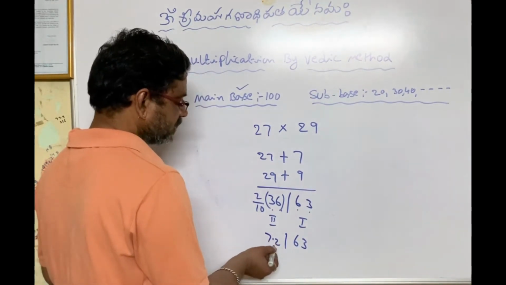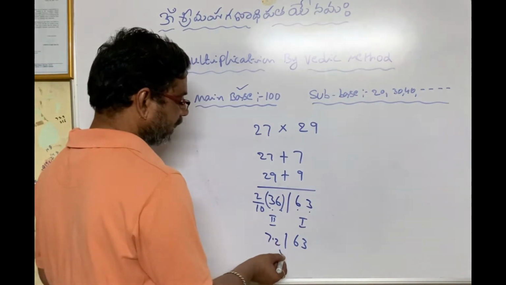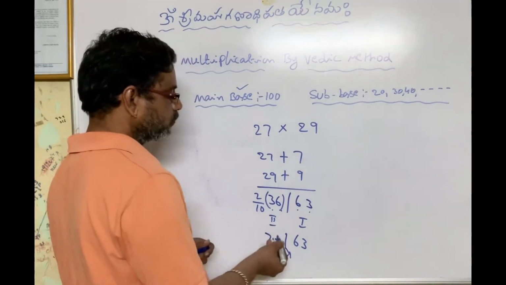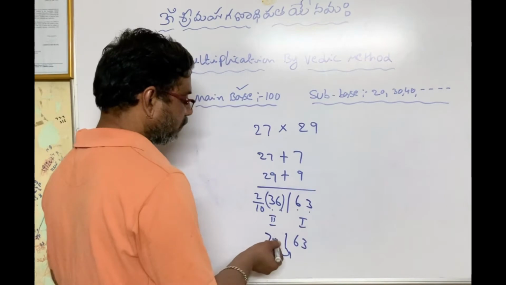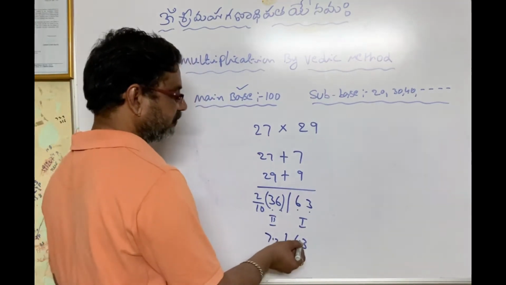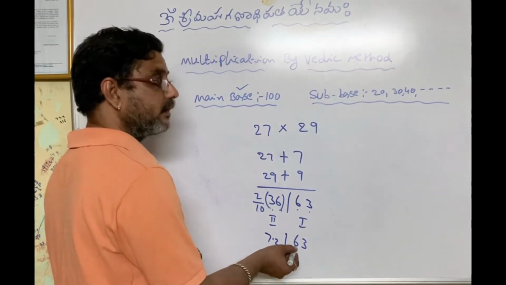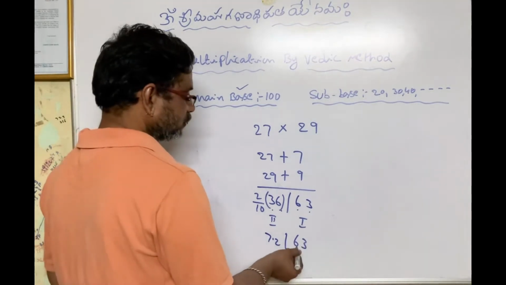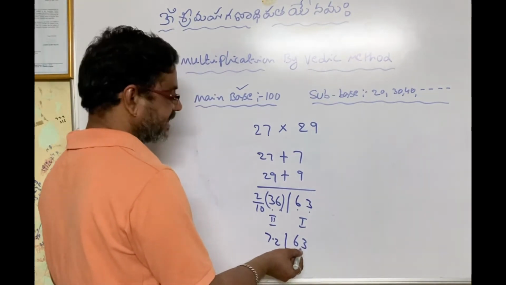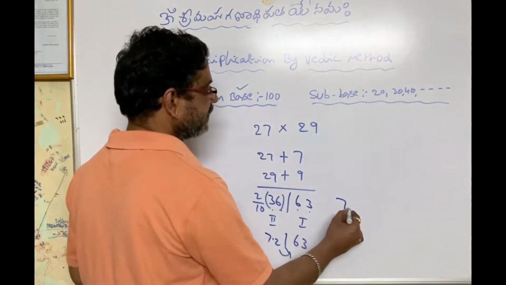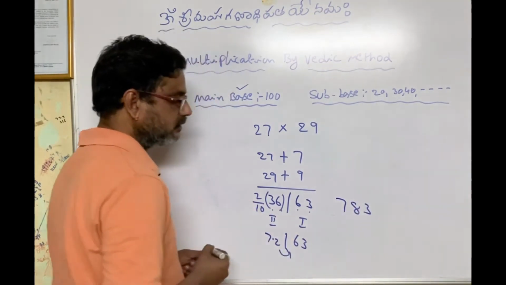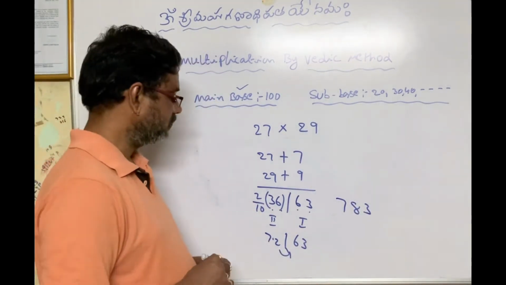To avoid this 0.2, we need to send this 0.2 to the first part of the answer. So 0.2 will carry to the first part and it becomes 20. So 20 plus 63 becomes 83. So the answer is 783.